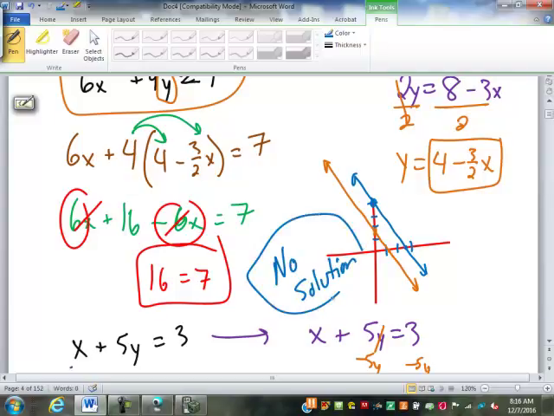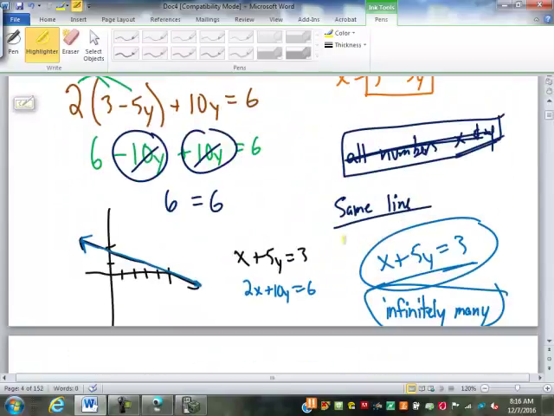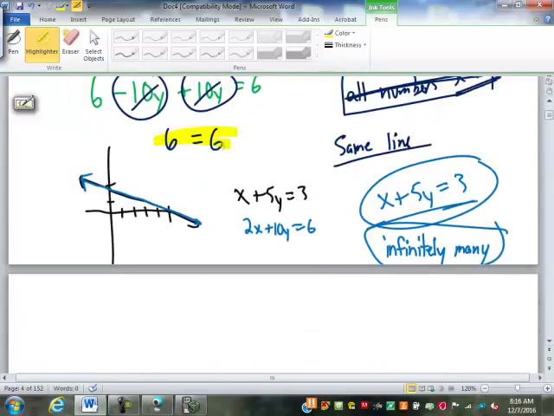Now in both cases, the variables canceled out and disappeared. So how do I know which one's no solution and which one's infinitely many solutions? This one, we had two numbers that were not equal to each other. There's no way that's ever going to be true, so that's no solution. This one, we had two numbers that do equal each other. That's always going to be true, so there's infinitely many solutions there.